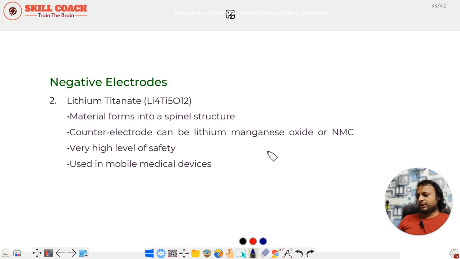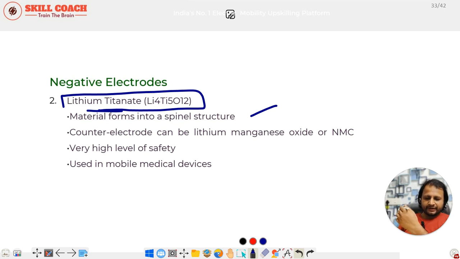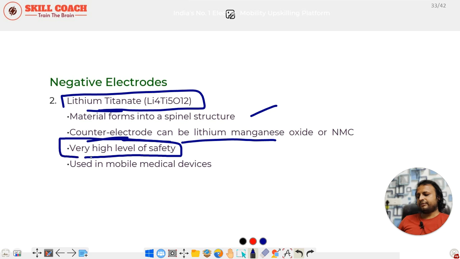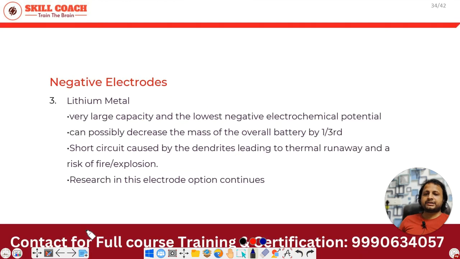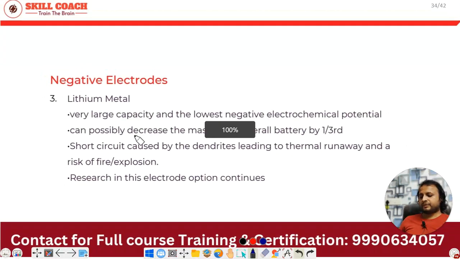So the second one is what? Lithium titanate. A material that forms a spinel structure like the previous one, and the counter electrode can be lithium manganese oxide, that is NMC. Very high level of safety. So if we are looking for a very high level of safety, we can use lithium titanate as a negative electrode and use it in mobile medical devices. Mobiles are currently considered safe devices, so in mobiles and laptops also we are using lithium-ion batteries. So we should have proper knowledge of this.